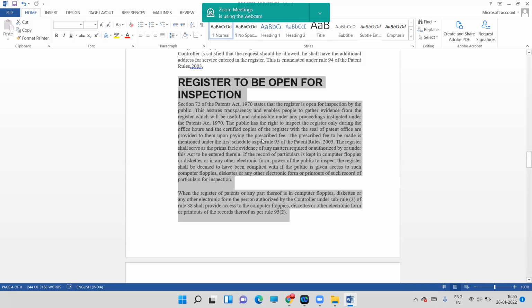Okay, the prescribed fee to be paid is mentioned under the first schedule. So you should be aware of the schedules also, as per Rule 95 of the Patent Rules 2003. So you can open the document for Patent Rules 2003. In the first schedule, you can calculate the fee amount that is given. Is anyone having the Patent Rules with you? Can anybody tell me what different kinds of fees are included there?